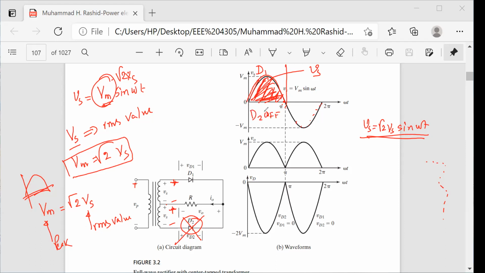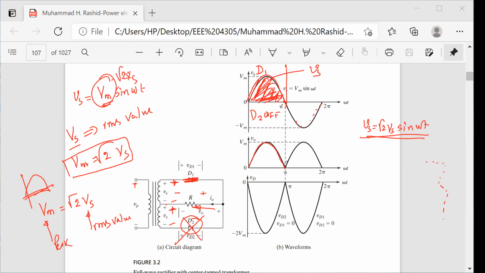Yes, sir. So if it is conducting, if this diode is ideal, what will be the voltage across it? It will be short circuited. Short circuit. Okay. Then if this one is open, the current is going this way. What will be your VO across your resistance? Yes. So you're getting this one, right?